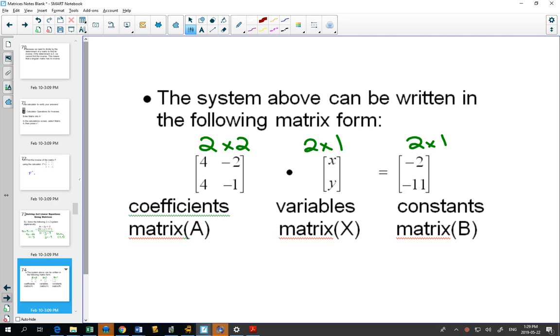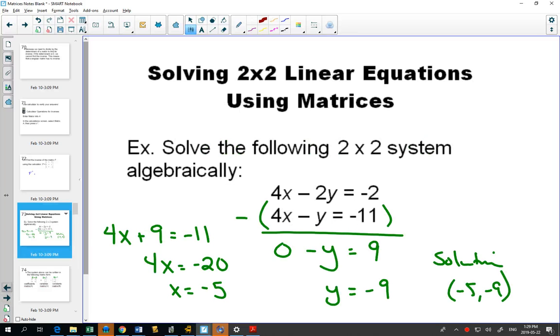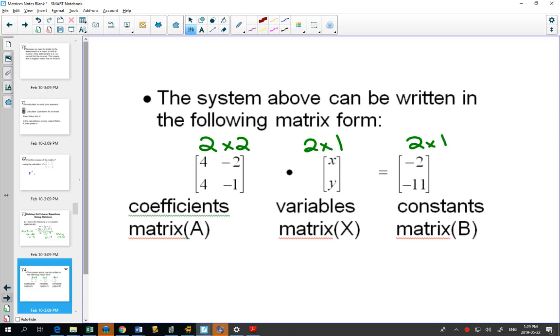And what happens when I take this row and multiply by that column? Can you see that you would get 4x minus 2y? And does it equal minus 2? That was our original equation, right? 4x minus 2y equals negative 2. And if we look at the second one, this row times this column, 4x minus y should equal minus 11.